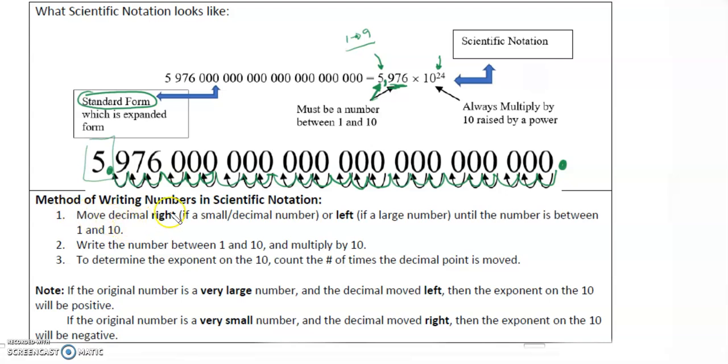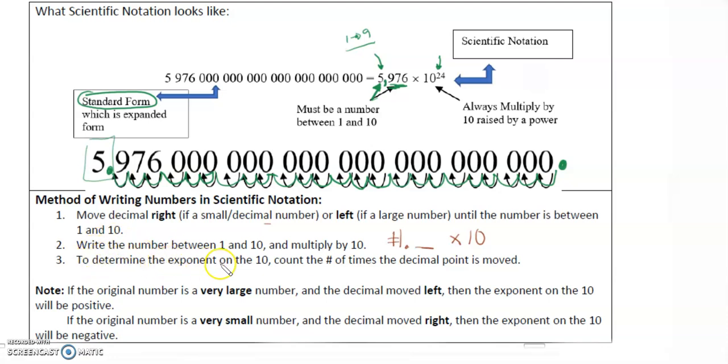So here's the method of writing numbers in scientific notation. Move the decimal right if it's a smaller decimal number, or left if it's a large number, until the number is between 1 and 10. Write the number between 1 and 10 and multiply by 10. So it's going to be a number, decimal, whatever it is. We're going to multiply by 10.